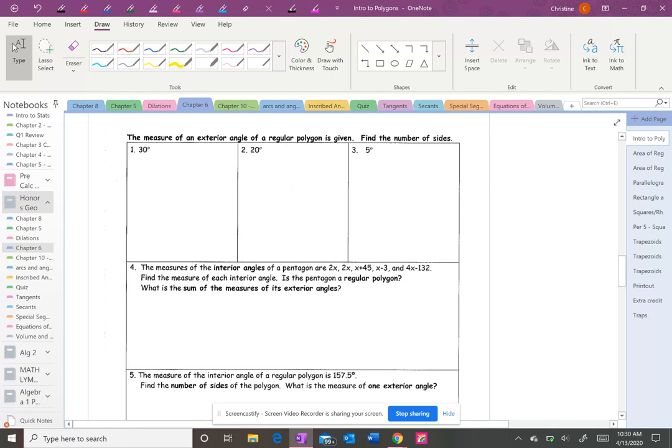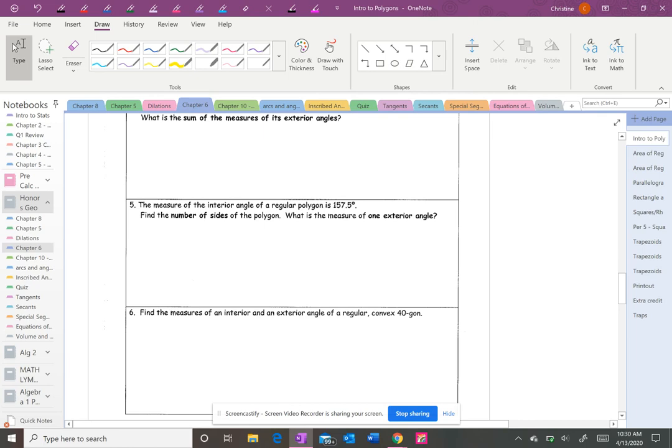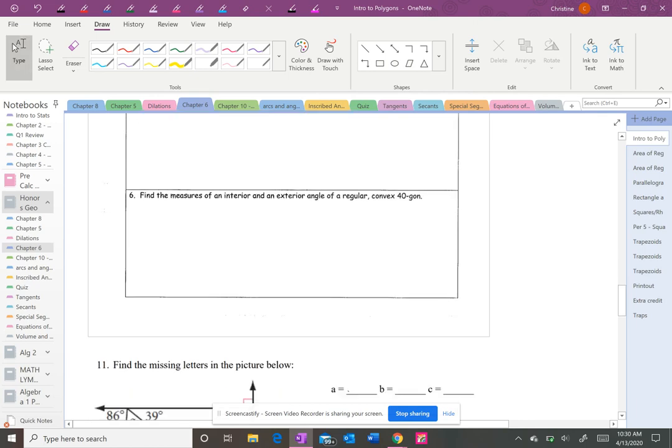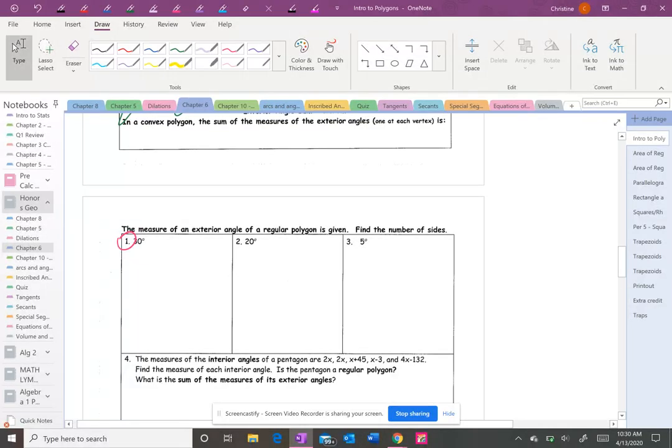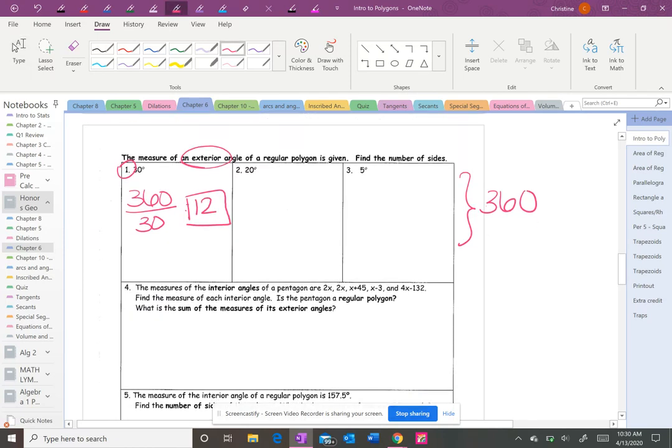So I'm going to do a few of these, and then I'm going to leave the rest of them for the Go Formative. All right, so this tells you what the measure of the exterior angle is. Okay, so this is all exterior. So if one angle is 30, it wants to know how many sides it has. Well, if one angle is 30, it has to have 12 sides. So all you're doing for the exterior is using that 360. So it's going to be the same thing for 2 and 3.